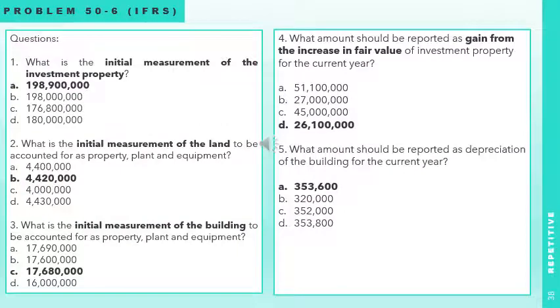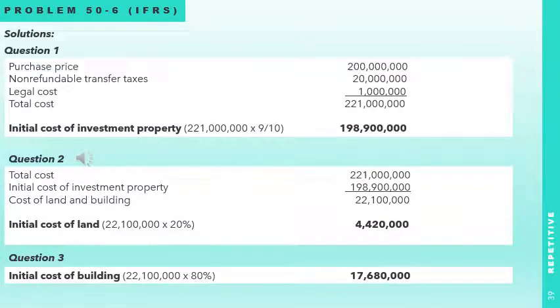Kung ang hinanap sa question 1 is initial measurement of the investment property, dito naman po sa question 2, Miss Ivy Dayan Cruzado, ang hinahanap is initial measurement of the land to be accounted for as property, plant, and equipment. So, para po makuha yung initial cost ng land, i-add lang po natin yung total cost sa initial cost of investment property. Since nakuha na po ni Mr. Peregrine yung total cost, which is 221 million, isusubtract lang po natin yung 198,900,000 and we will get the cost of land and building na 22,100,000.